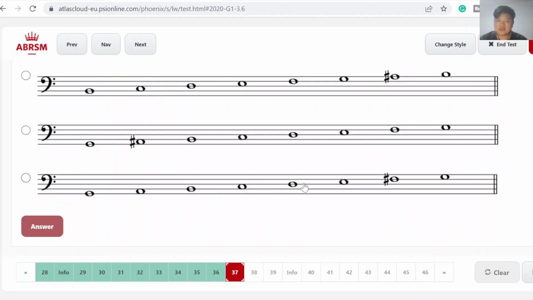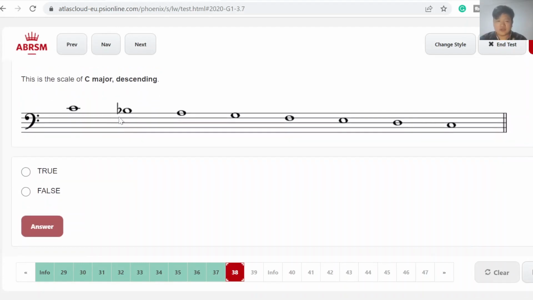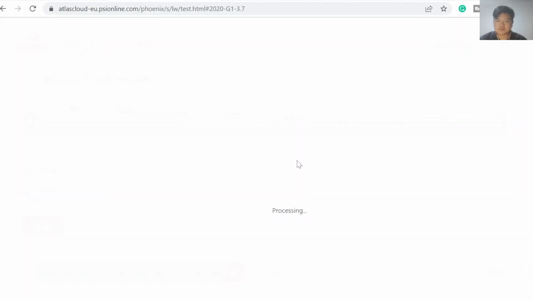G, A, B, C, D, E. You get an F sharp here. Alright. And then C major has none, nothing, correct? There's no sharp, no flat. But when you see a flat or sharp here, then this is not a C major anymore, correct? So I see a flat here, so it's out.